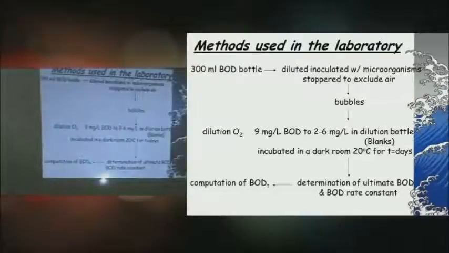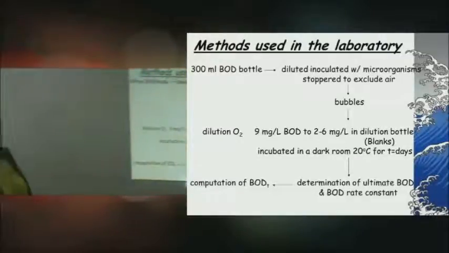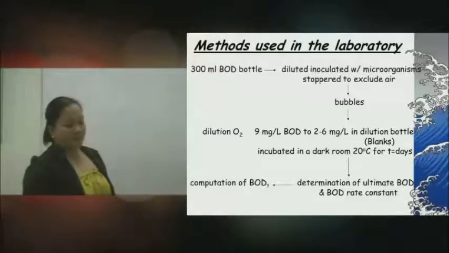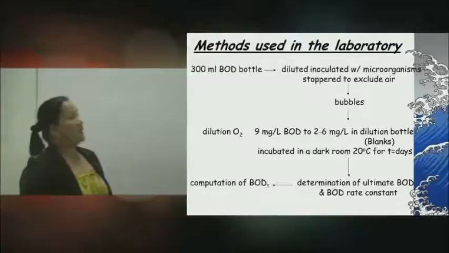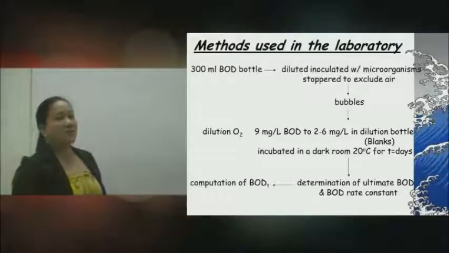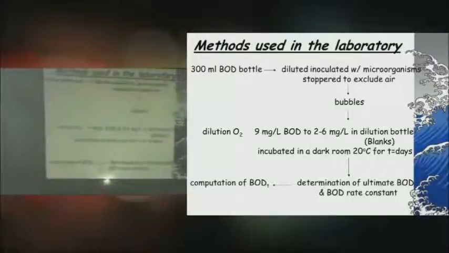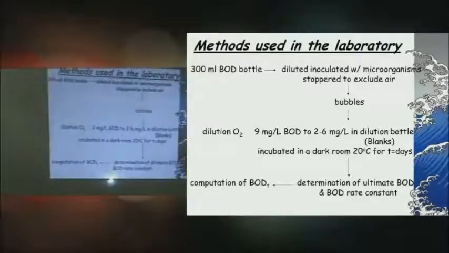This schematic diagram shows you the methods utilized in the laboratory to determine the BOD as well as the BOD rate constant. It all starts with the proper sampling procedure. Normally, the wastewater is taken in a 300 ml BOD bottle, which is normally an amber bottle, so as to avoid photolysis, or it should be free from light, because we would like to preserve and stabilize the microorganism.